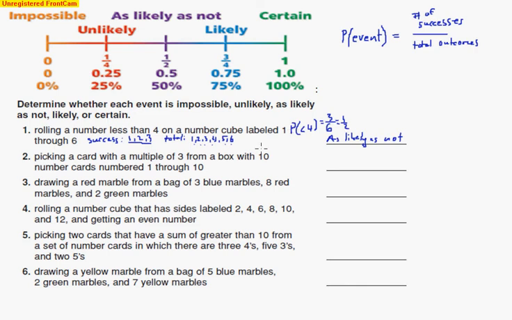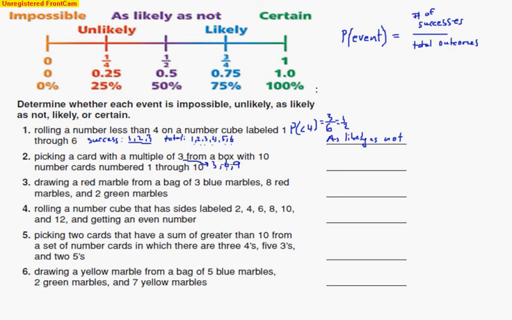Taking a look at the next one, it's picking a card with a multiple of 3 from a box with 10 cards numbered 1 through 10. Let's list the ones that would be good. Multiples of 3 would be numbers like 3 itself. We could have a 6, that's a multiple of 3 because 3 goes into that number. Or you just count by 3s: 3, 6, and the next one would be 9. So these are the different outcomes that are good.